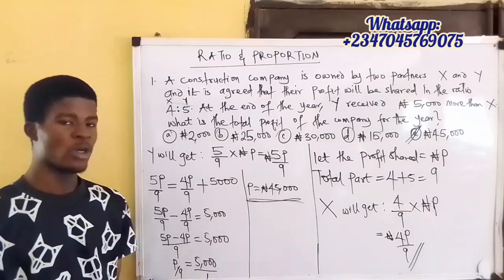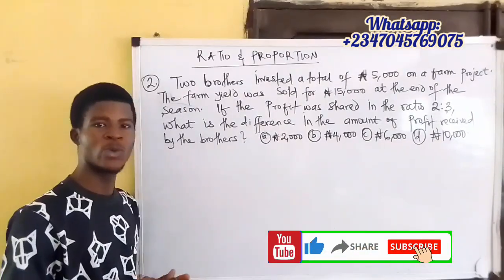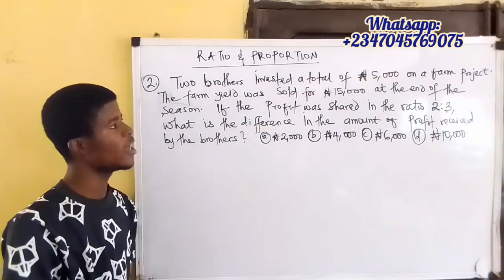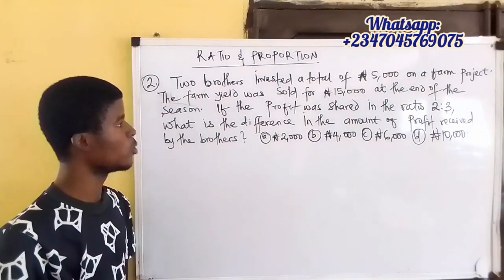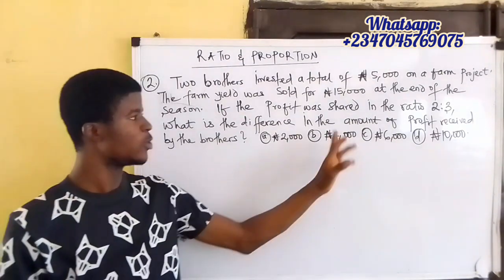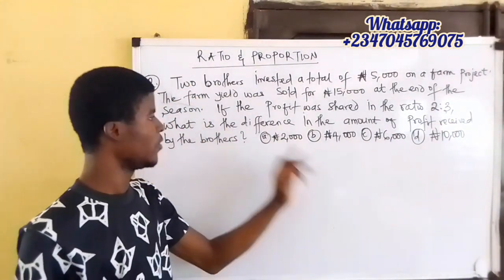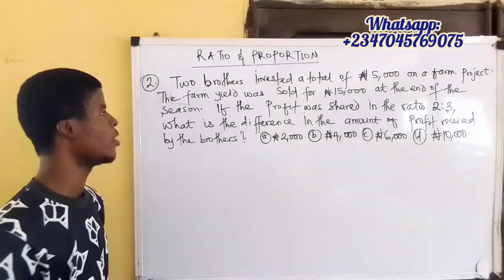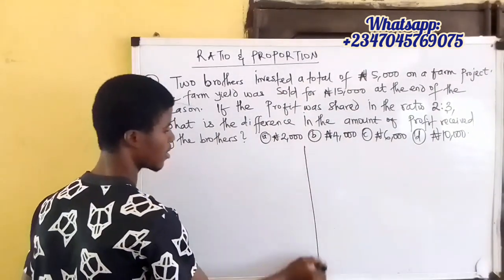So this is how to answer questions like this. I'll move to the next question. Now to the second question on ratio and proportion. Two brothers invested a total of 5,000 naira on a farm project. The farm yield was sold for 15,000 naira at the end of the season. If the profit was shared in the ratio 2:3, what is the difference in the amount of profit received by the brothers? Alright, so let's see how this is going to be calculated.